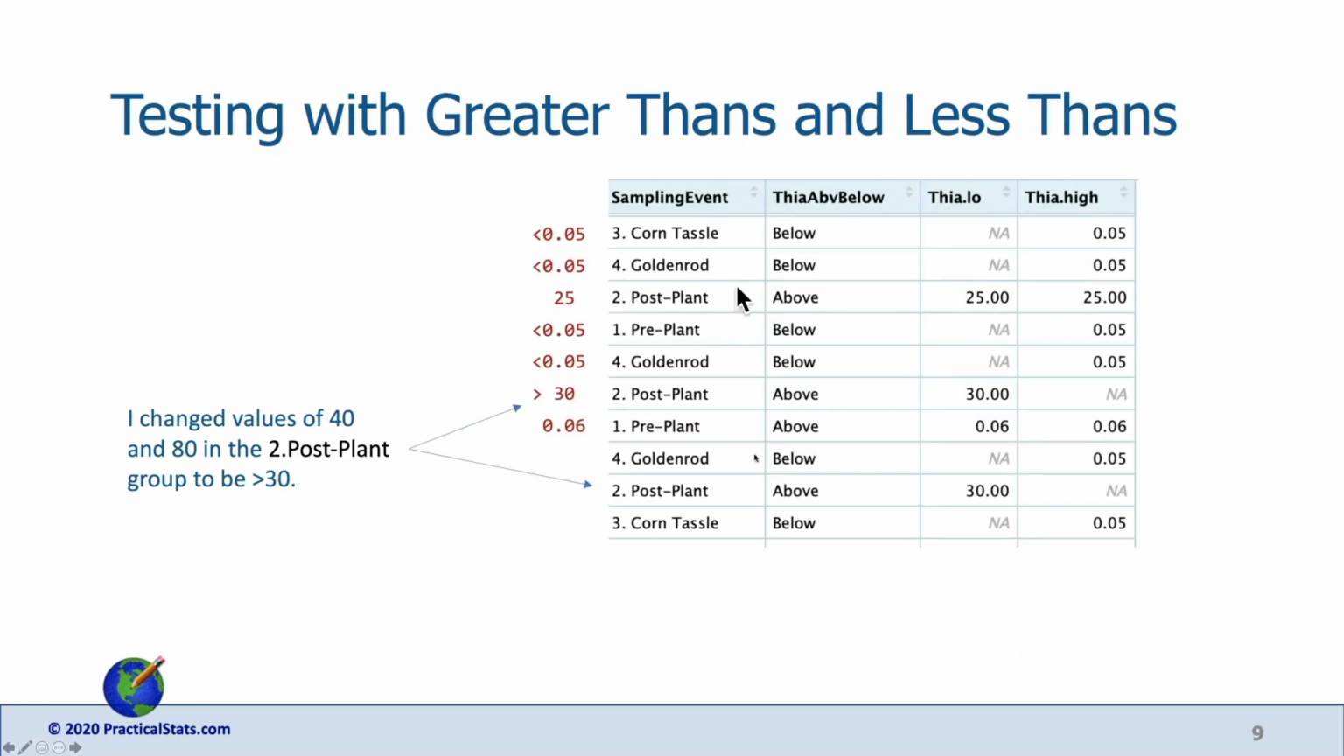So the data set, here's a piece of it. The less than 0.05s go from NA to 0.05. You could put a 0 here. It actually doesn't matter whether it's an NA or 0 for any of the distributions that I normally use or for any of the non-parametric methods. The NA and 0 will be treated the same.